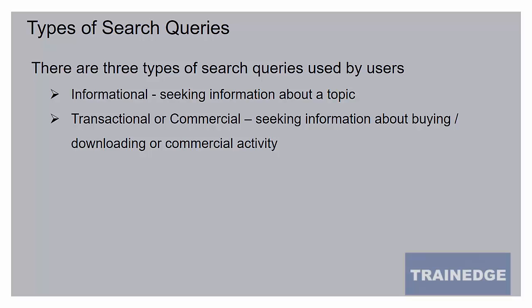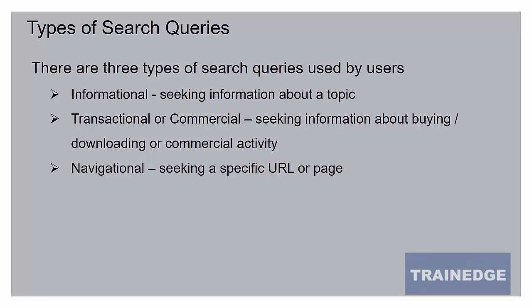So I'm much more ready to start a commercial transaction or activity if I search using transactional or commercial keywords. The third type of search queries are navigational queries. For example, seeking a specific URL or a page. You'll be surprised to know that thousands of people every month search for Facebook login page. Now that's a navigational query.